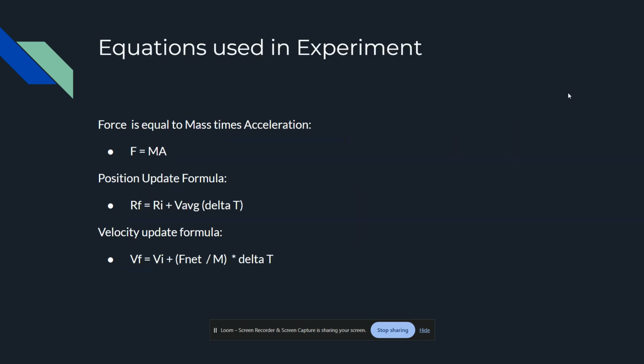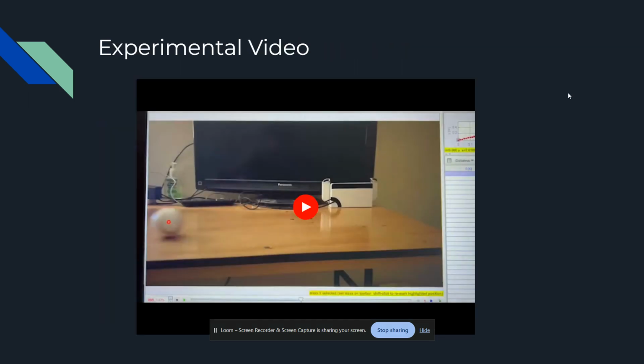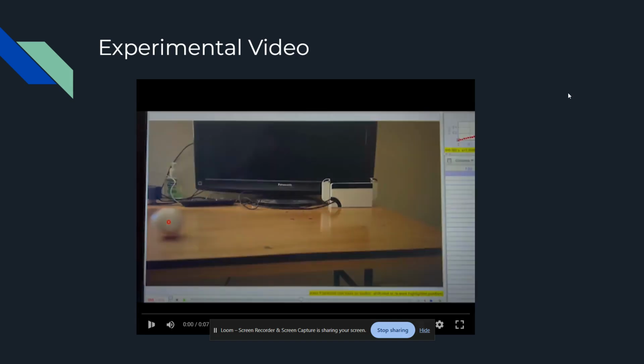Here are the formulas we will be using. The first formula, force equals mass times acceleration, relates to Newton's second law, as it shows the relationship between acceleration and force along with mass. The second and third formulas are the position update and velocity update formulas that we will be using in GlowScript. Here is my video for the experiment where we will be moving a ball at a constant velocity.